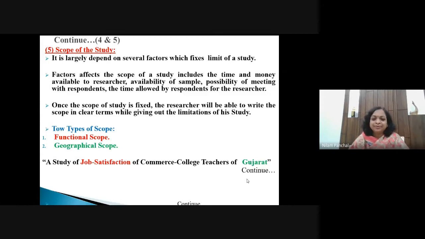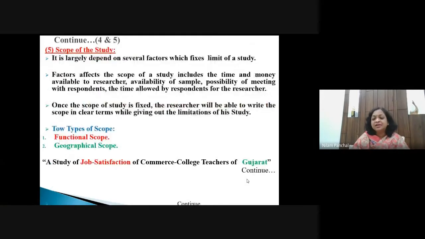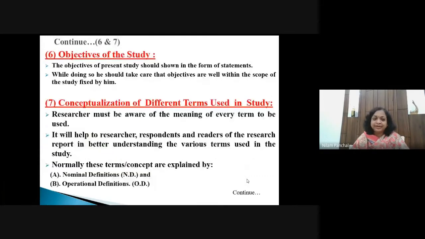So, two types of scope. One is a functional scope and the other is a geographical scope. Say, for example, a study of the job satisfaction of the commerce college teachers of Gujarat, right? So here you have to decide the scope of the study either on the basis of the function or on the basis of the geography.